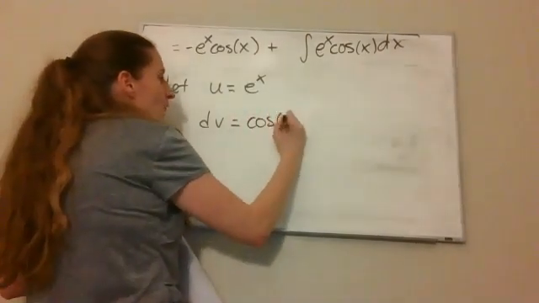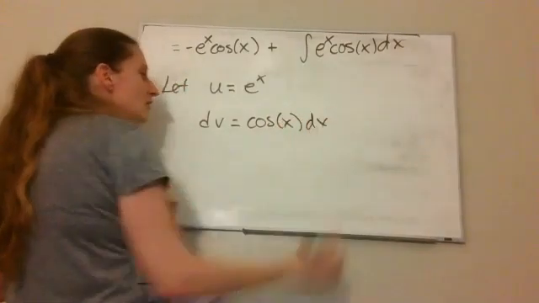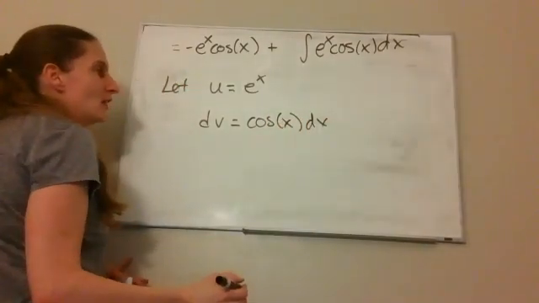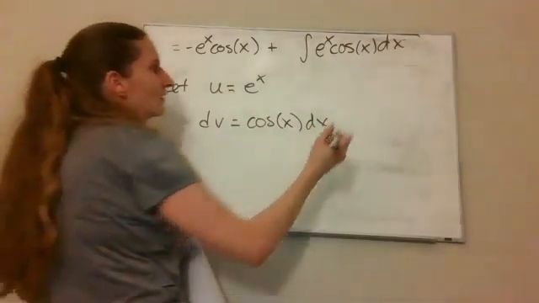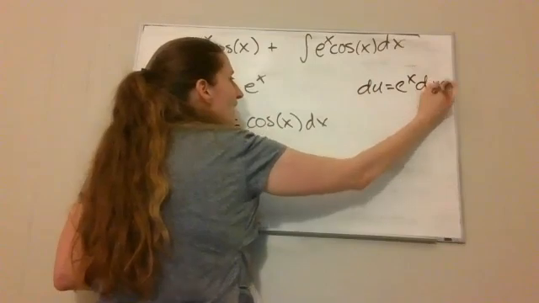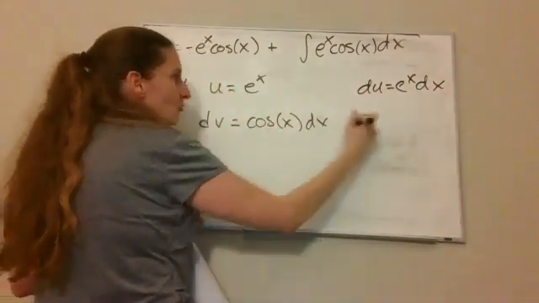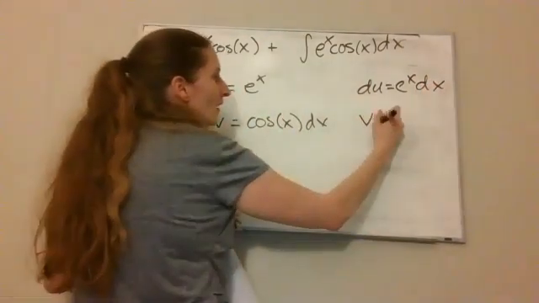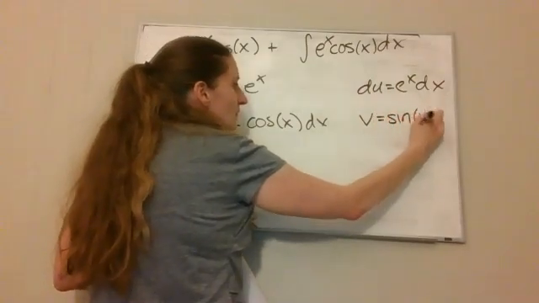So I'm going to have u equals e to the x and dv equals cosine x dx. That will make du equal e to the x dx, and v will be the antiderivative of cosine, which is sine.